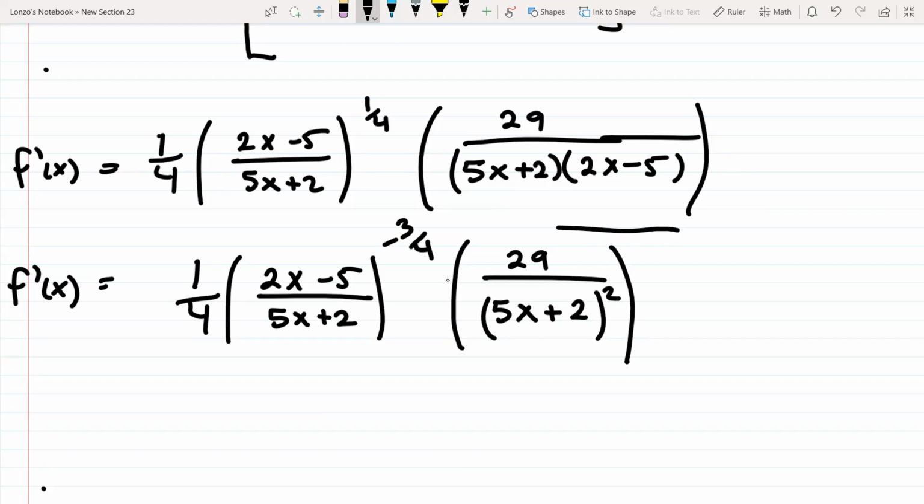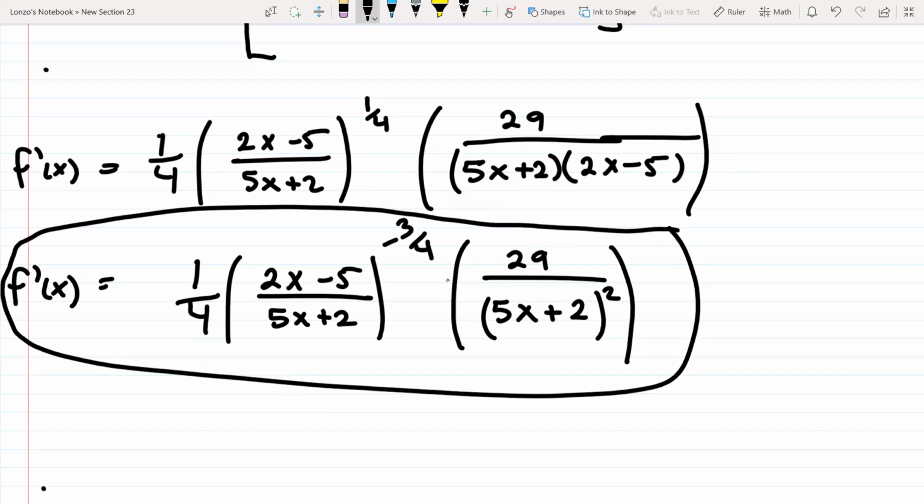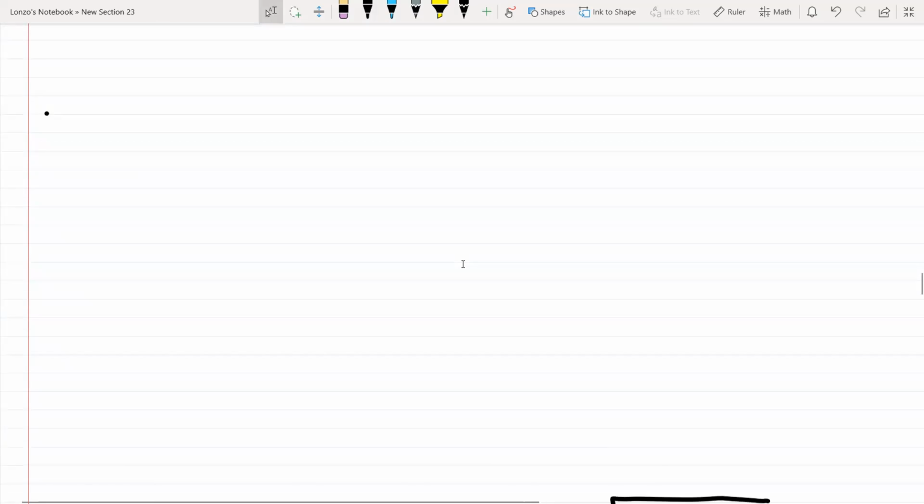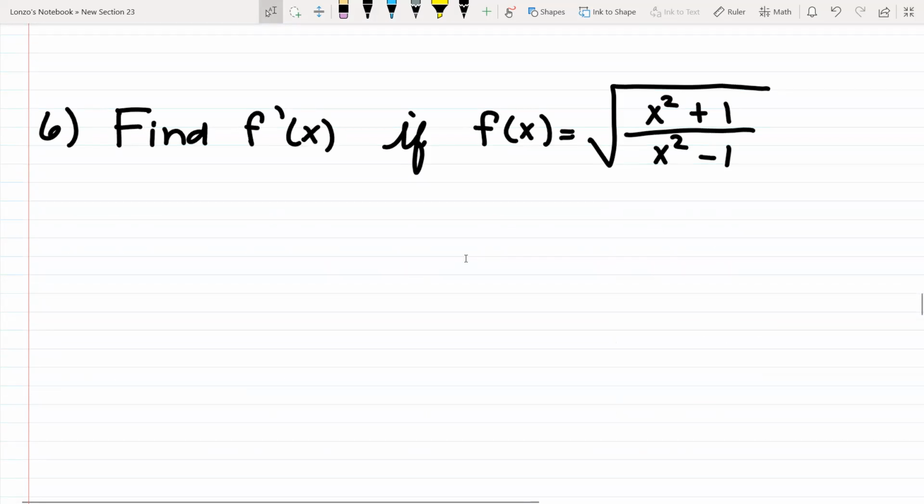So this would be your final answer. Number 6, find f prime of x if f of x equals the square root of x squared plus 1 over x squared minus 1.